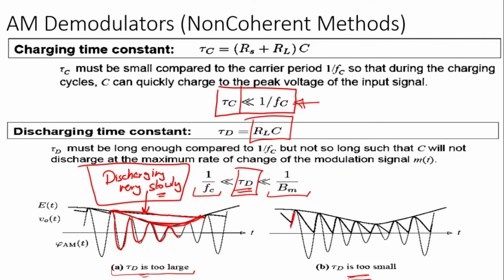we are having a charging over here and then eventually we discharge very quickly, and then we charge again and then we discharge. The envelope is this one, but we are not tracking it. We are actually decaying to zero and then going up and then again decaying to zero and then going up. So this is quite undesirable.